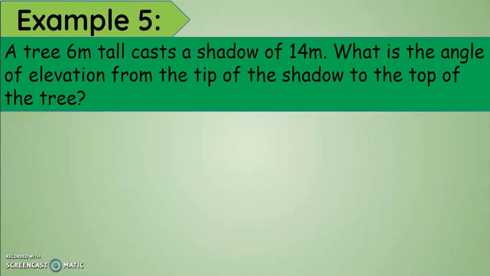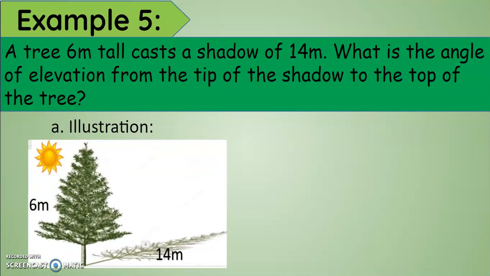A tree 6 meters tall casts a shadow of 14 meters. What is the angle of elevation from the tip of the shadow to the top of the tree? At this point, we will now find the angle. I taught you already how we could find the angle. So we will illustrate first. For your illustration, this is now the height of the tree, 6 meters, and the tree casts a shadow of 14 meters. So the unknown value is the angle of elevation from the tip of the shadow to the top of the tree.